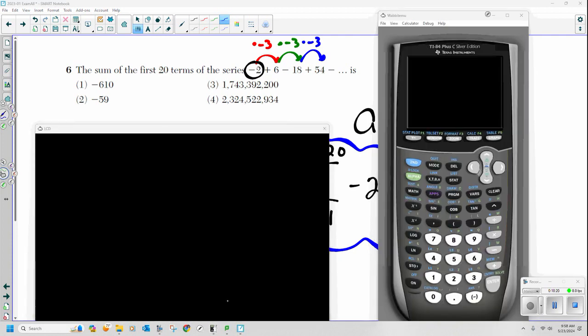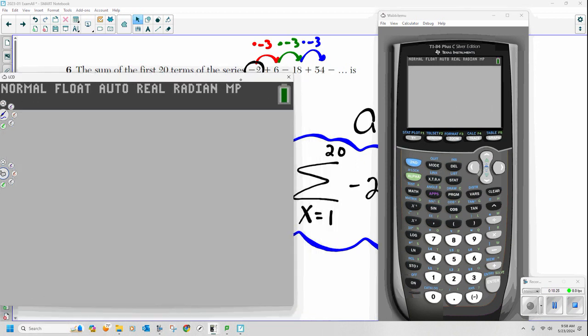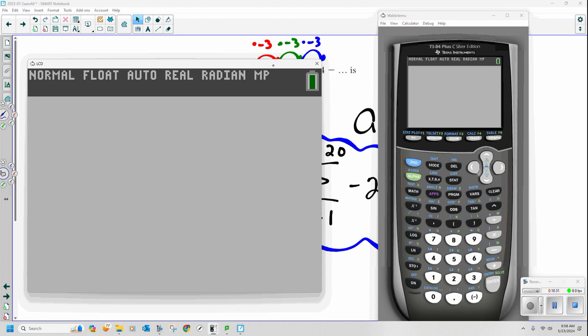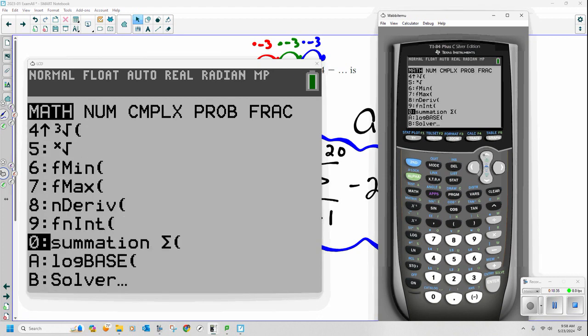Turn this on, up again, do delete, bye-bye. Okay, so let's get out of here. I'm going to go to math. And if I go to, no, there it is, choice 0.